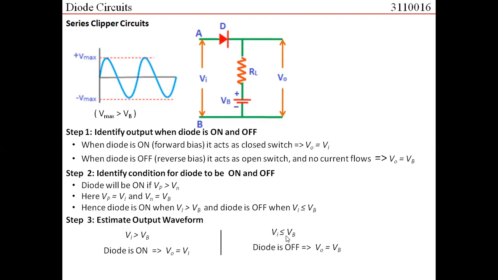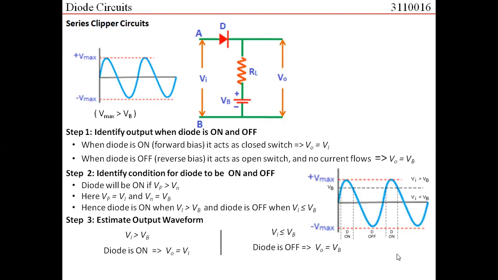Similarly, if the input voltage is less than or equal to VB, the diode is off. And in this case, my output voltage would be the same as VB. Let us try to put it in terms of the waveforms.